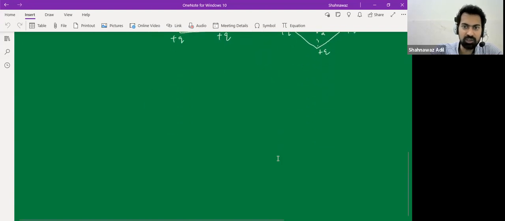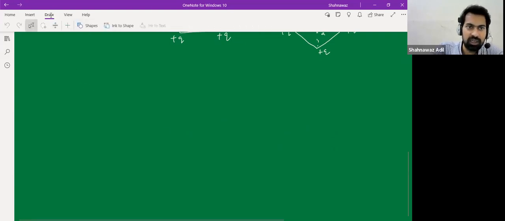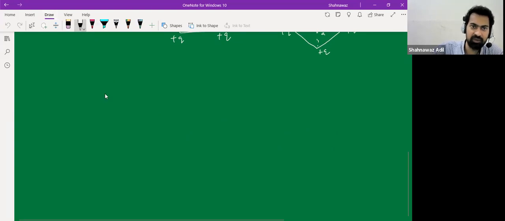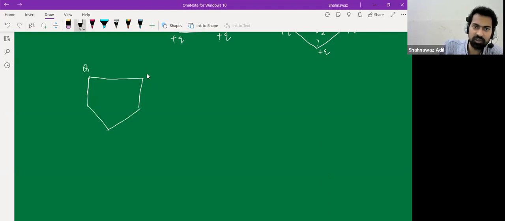Using the symmetry property, there is one question where we only need to use the symmetric property to calculate the electric field. Let's say we have a regular pentagon, and the charges on 4 points are given. All are plus Q. They are asking what would be the electric field at the center.